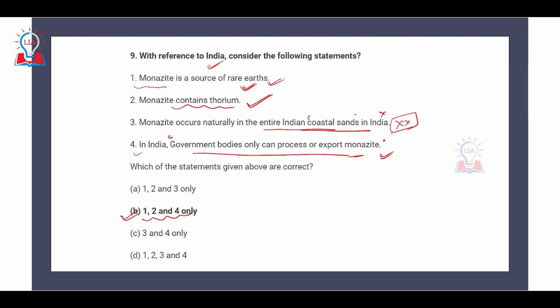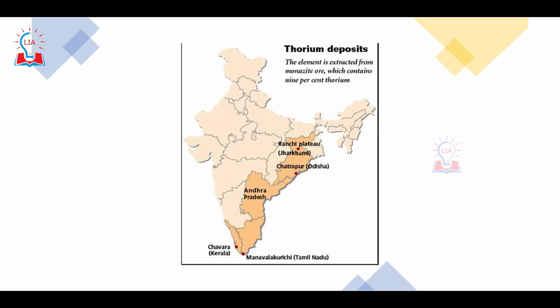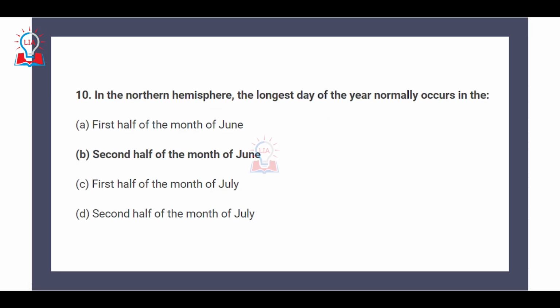The third statement is incorrect. If you check the distribution of monazite, so thorium deposits across India, this is how and where we can find the distribution. The largest concentration is found in Kerala. If you look at Karnataka, Goa, Maharashtra, and Gujarat, these coastal sands do not have any kind of thorium or monazite deposits. The 10th question, again, very basic question.